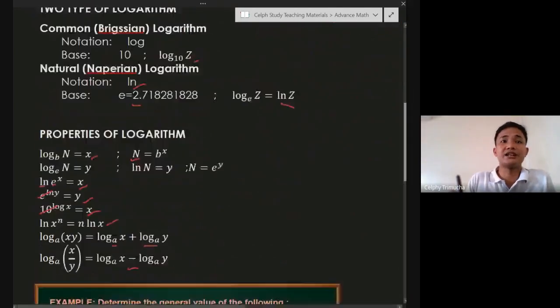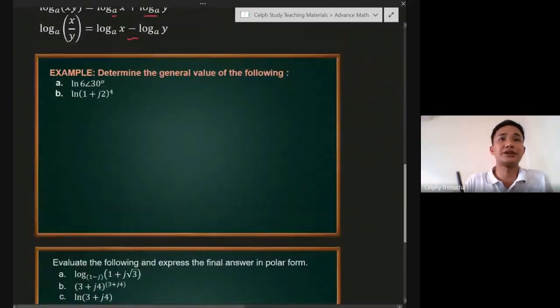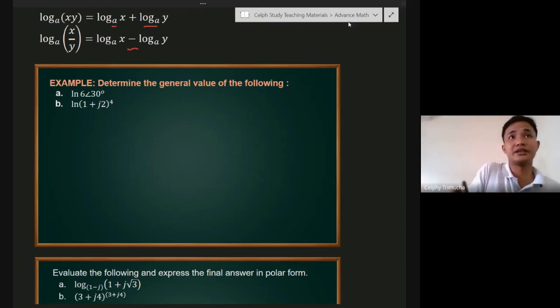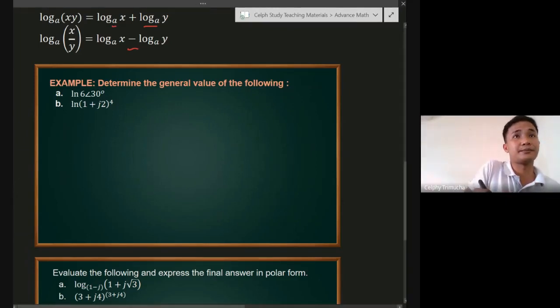Okay, so diri sa dalom pili ko sa mga pwede natin nansaran. So determine the general value of the following. So ang ginapamangkot is the general value of sa amo nga mga functions: ln of 6 angle 30 degrees and ln of (1 plus j2) raised to the power of 4. So ating solution will be, okay, let's start lang with the unang example.